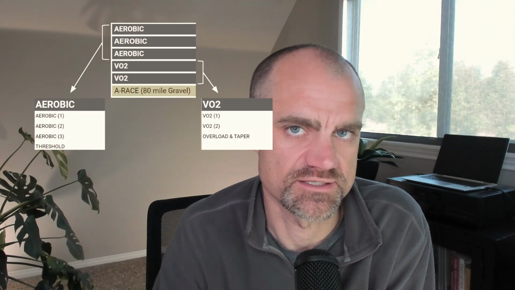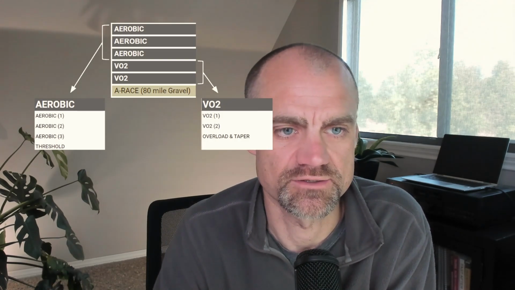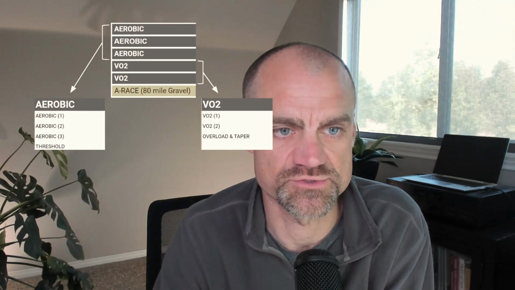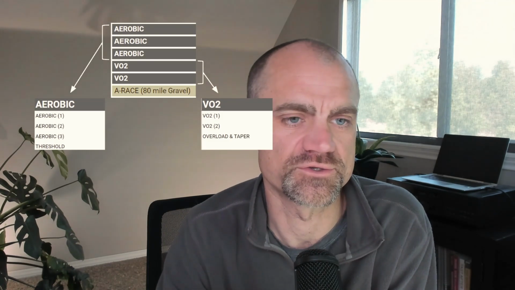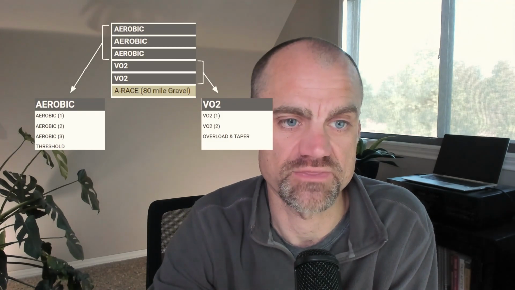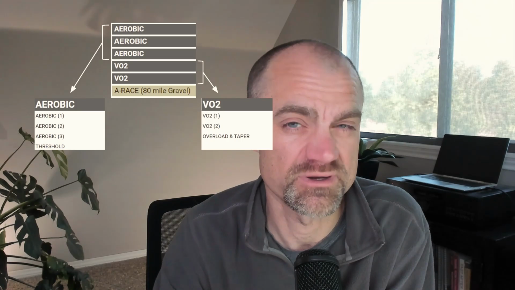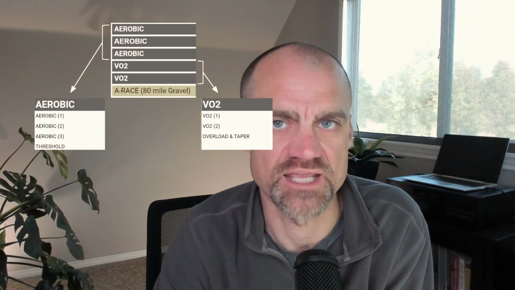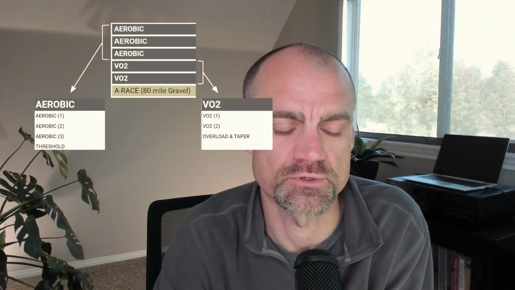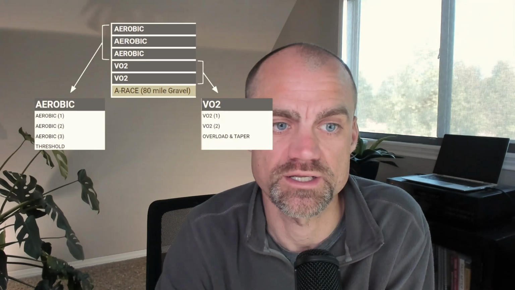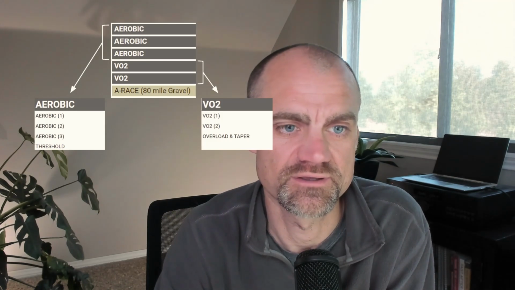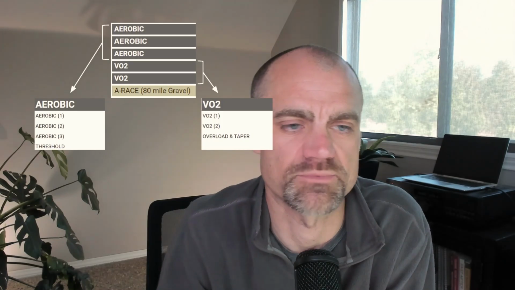And then onto the VO2 blocks, you have options here too. You could do a VO2 1, a VO2 2, or a VO2 2 and then an overload and taper. Preferably, I'd recommend if it's an A race, you'd want to do an overload and taper. Or you could do a VO2 1 and then an overload and taper. So you can kind of play around with some things there.